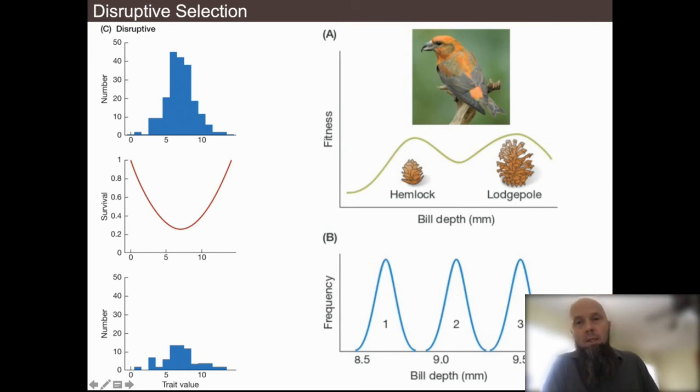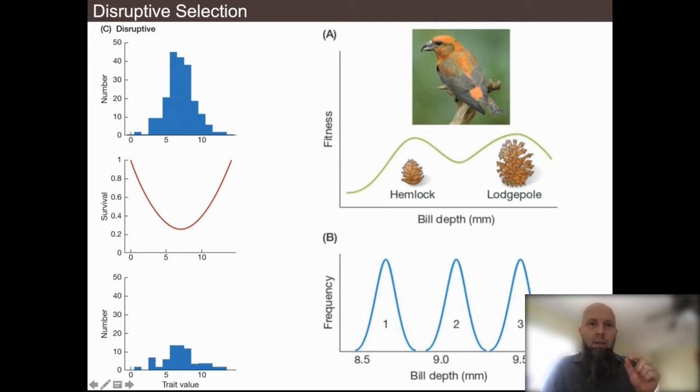In the example presented on the right, this is a species of bird, a crossbill, that feeds on the fruits of these coniferous trees, both hemlock and lodgepole pines in the mountain west of the U.S. And so beak size is optimized for eating either these really large lodgepole pine cones or these much smaller hemlock cones. And there is nothing in the middle. So if you have a medium-sized beak, it's too small to eat a lodgepole pine cone. It's too big to effectively eat a hemlock pine cone, okay?